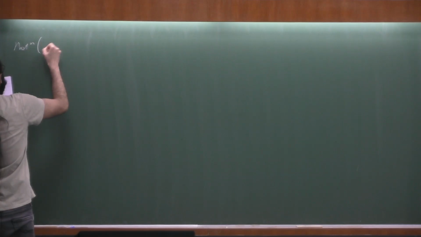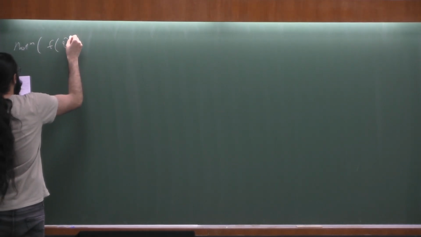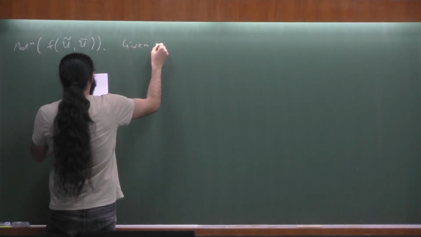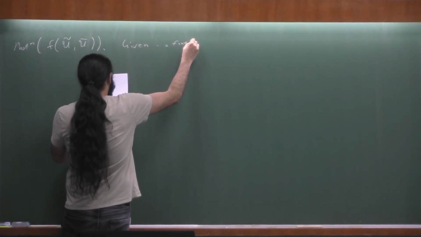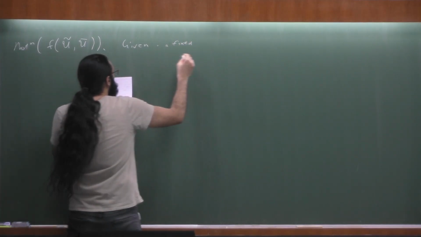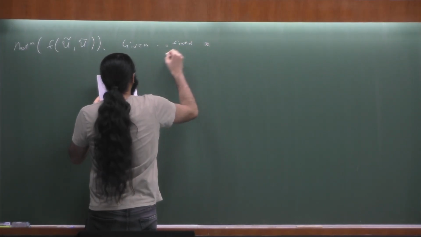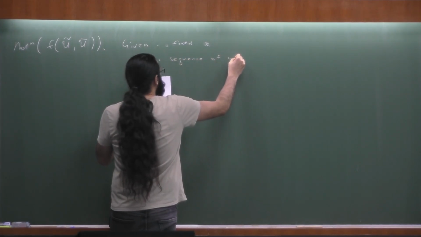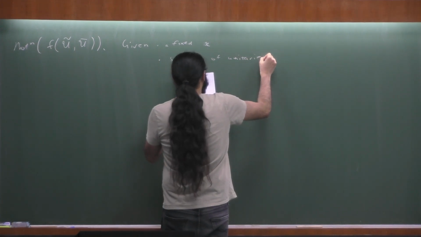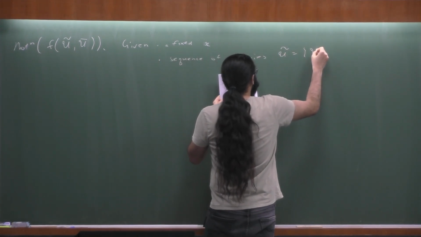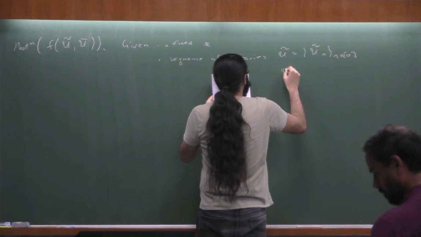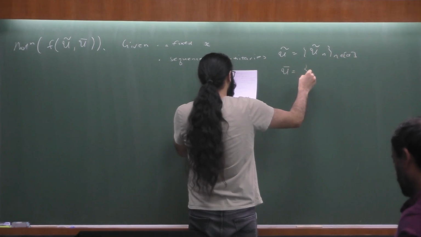So last time we introduced this notation. Let me write it again. The notation was for u tilde, u bar, and it said, given a fixed x, where x was the problem instance, and the sequence of unitaries, u tilde is u tilde n. So these are the ones that we estimated. The algorithm was estimating itself.